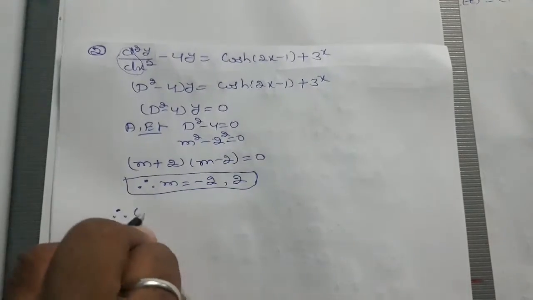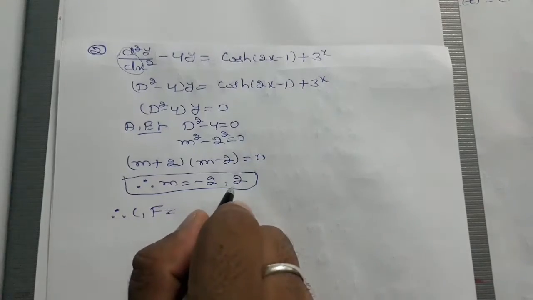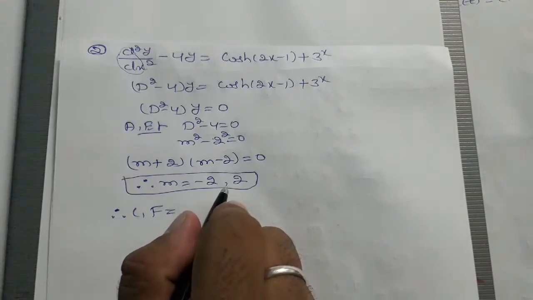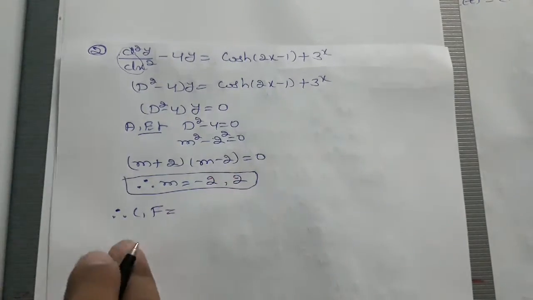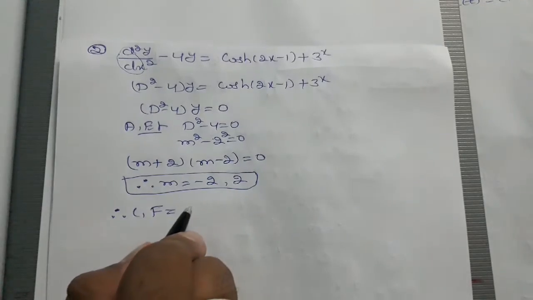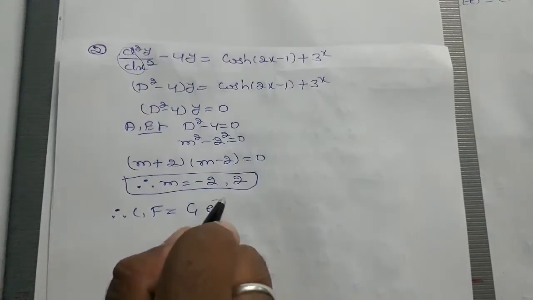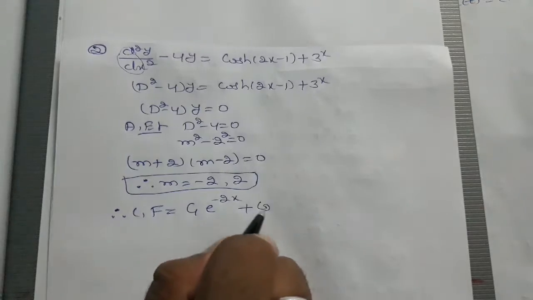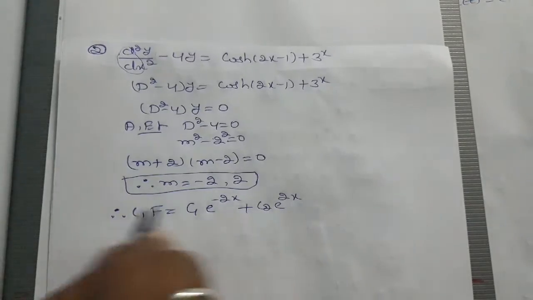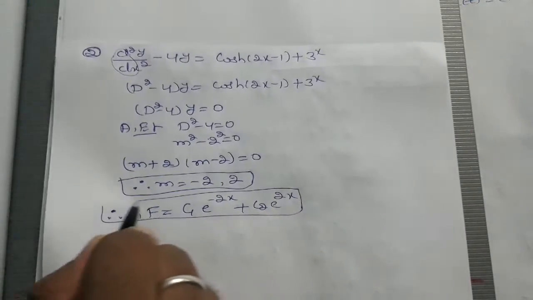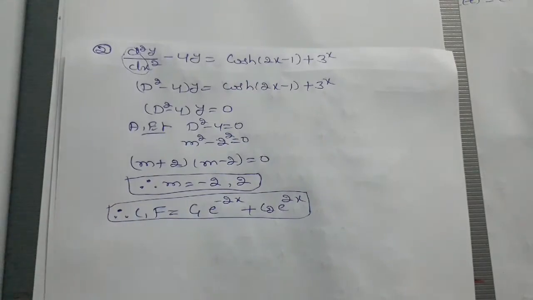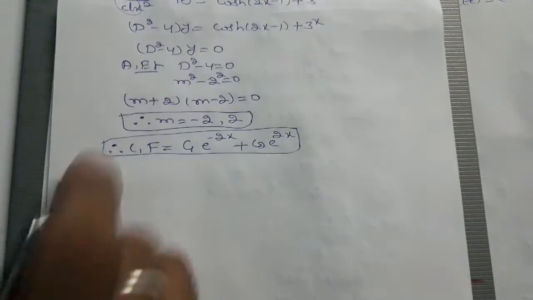Therefore the complementary function: the roots are real and different. If the roots are real, we have to write the answer in the form of exponentials. 2 roots means 2 constants I have to write. So C1 e to the power of minus 2x plus C2 e to the power of 2x. This is the complementary function. Similarly, next we have to find the particular integral.